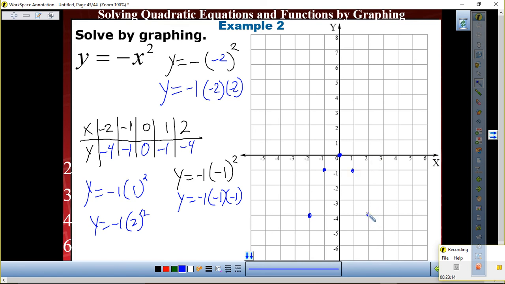Which is the point farthest to the left? Negative 2, negative 4. What would be the next one? Negative 1, negative 1, and then 0, 0. Do you guys see the parabola? But now we're starting down here, so the roller coaster is going up that way, it curves, and it comes back down. There you go, and this is my parabola.